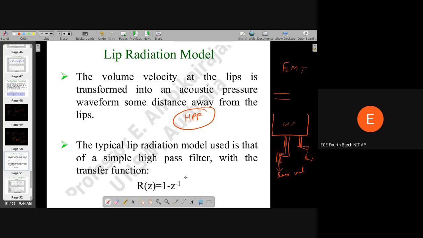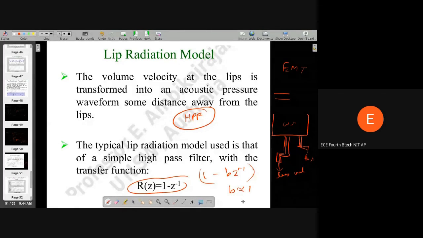And how can you model a high pass filter? This is how. 1 minus b z inverse. You don't model it with b nearly on the unit circle, because then it's an unstable system, so you don't do that. But somewhere b almost equal to 1. This is a high pass filter. If you analyze, this will come out as a high pass filter. Okay. So this is how we model the lips.